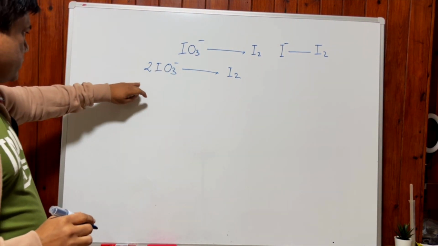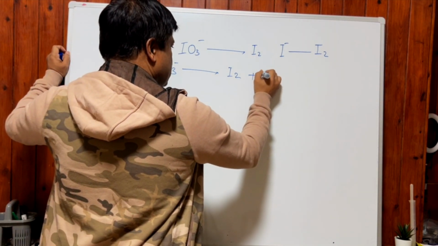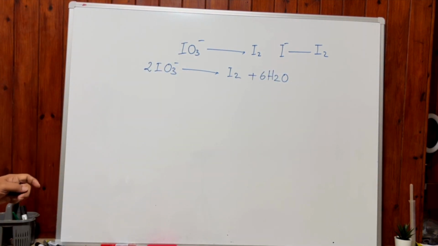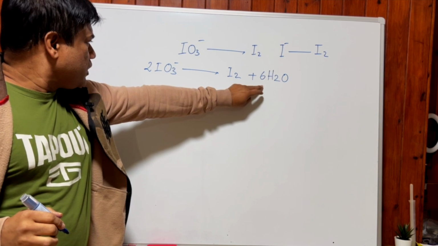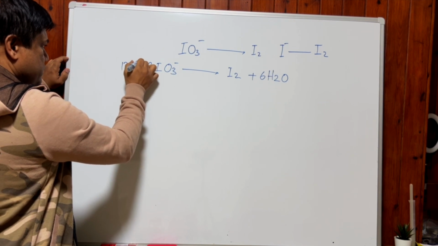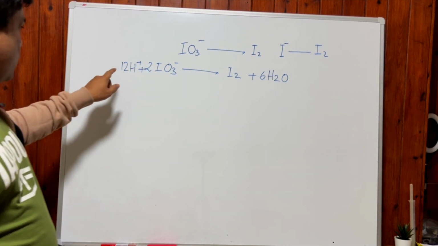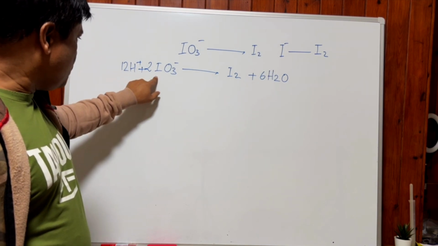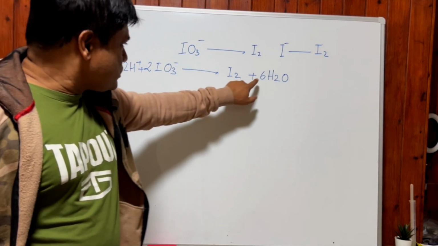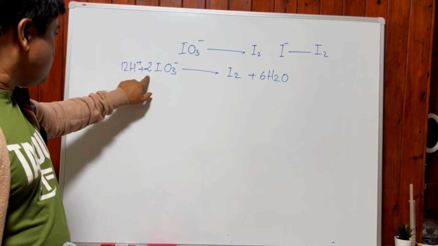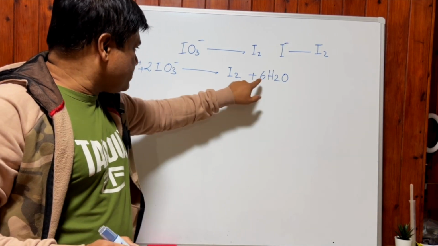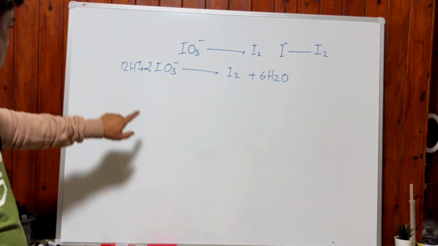How many oxygen? 6 oxygen. Add 6 water molecules. Sorry. How many hydrogen? 12. So add 12 H plus, 12 positive. 2 I, I2 balance. 2 times 3, 6 oxygen atoms, 6 oxygen atoms. 6 times 2, 12 hydrogens, 12 hydrogen.